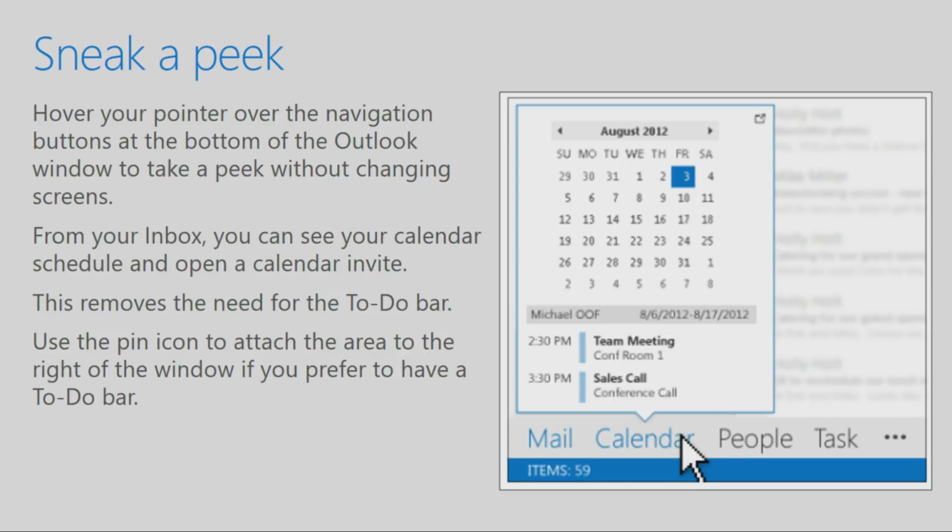Another great way to use this function, I think, is if you're in your calendar view and you hover over a meeting to see further information about that meeting. That way you don't actually have to open up the meeting invitation to get a little bit more information about the meeting.